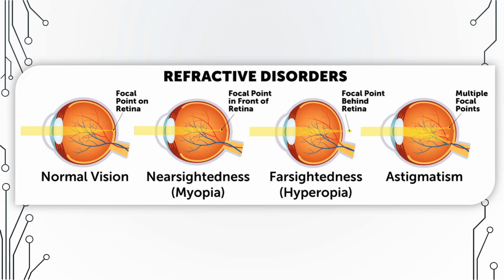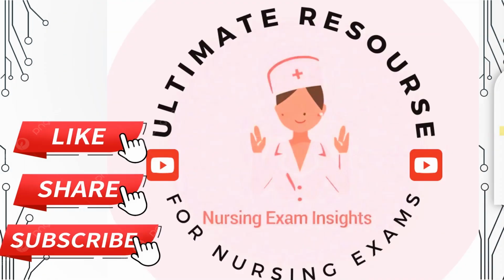So the video was all about, we started with normal vision, that is, the focal point is directly on the retina, we will have normal vision. Then we discussed myopia or nearsightedness, when the focal point is in front of the retina. Then we moved to hyperopia or farsightedness, when you have the focal point behind the retina, and we discussed astigmatism too, when you have multiple focal points.